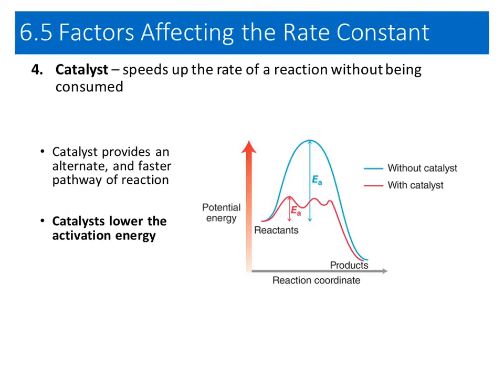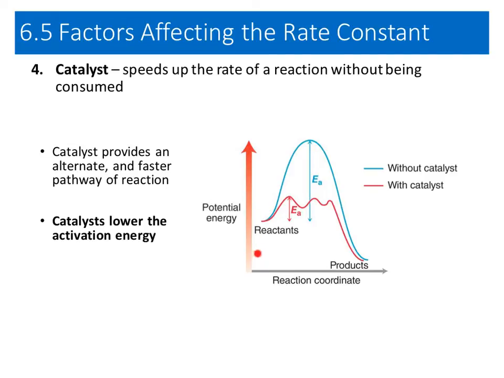The last factor is catalyst. So now what is a catalyst? It is something that you can add to the reaction to speed up the reaction, and it helps the reaction by lowering down the activation energy. So a catalyst basically provides another pathway for the reaction, different from the original pathway, to lower down the activation energy.